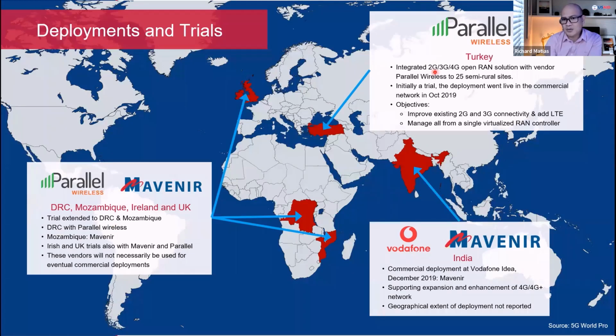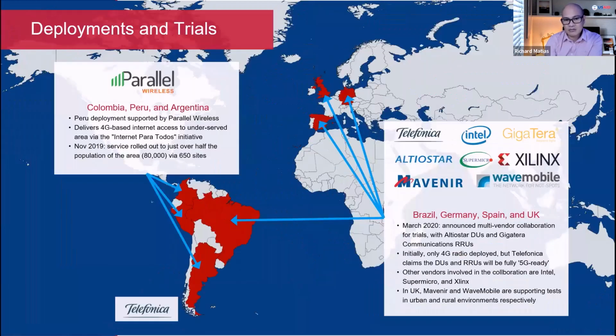Sa Turkey, si Parallel Wireless sa kanilang vendor. Sa Vodafone, si Mavenir naman. Merong Mavenir dito sa Pilipinas eh. So, just take a look at those vendors. Okay, sa South America naman, like the Colombia and Peru and Argentina, okay, Parallel Wireless din yan. Okay? Sa Brazil, Germany, Spain at UK, sila Giga-Terra, Altiostar, C-Link, si Mavenir at si Wave Mobile.